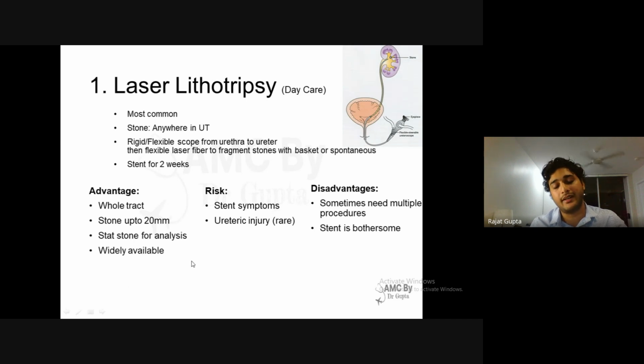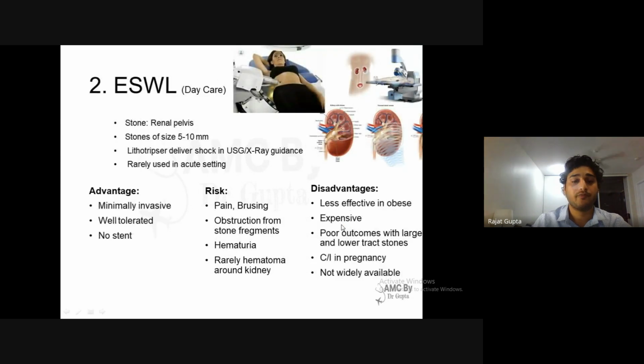But the risks are stent symptoms, because once you have something in your genitalia, it can be irritating for you. So stent symptoms and rarely ureteric injury, because these scopes are quite soft. And disadvantages are sometimes needing multiple procedures and the stent is bothersome, as I already talked.